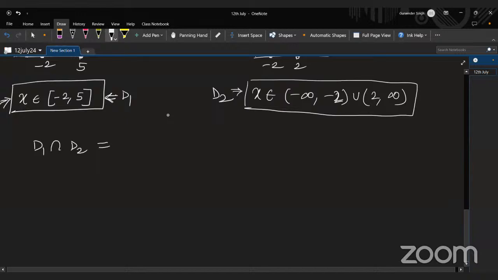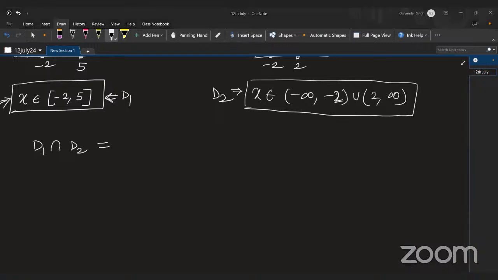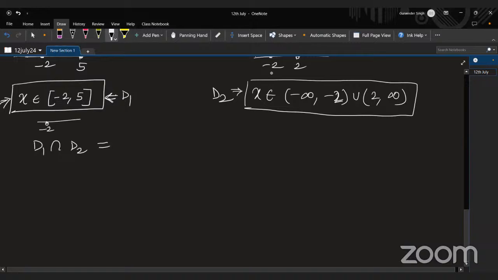So tell me what will be the intersection of D1 and D2? D1 is from minus 2 to 5 and D2 is minus infinity to 2 and 2 to infinity. I have to take the intersection of these two. Intersection means common part. So between minus 2 and 5, this is telling me minus 2, I can't take minus 2. I will have to take the left part of it and the right part of 2. So it will be 2, 5, right?